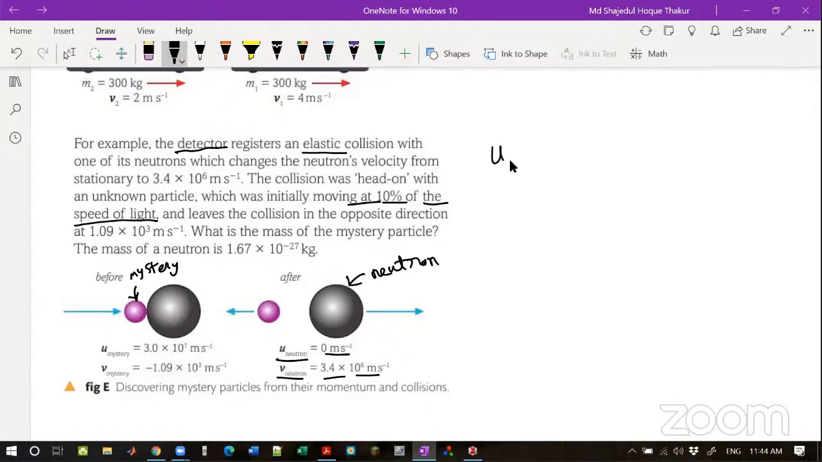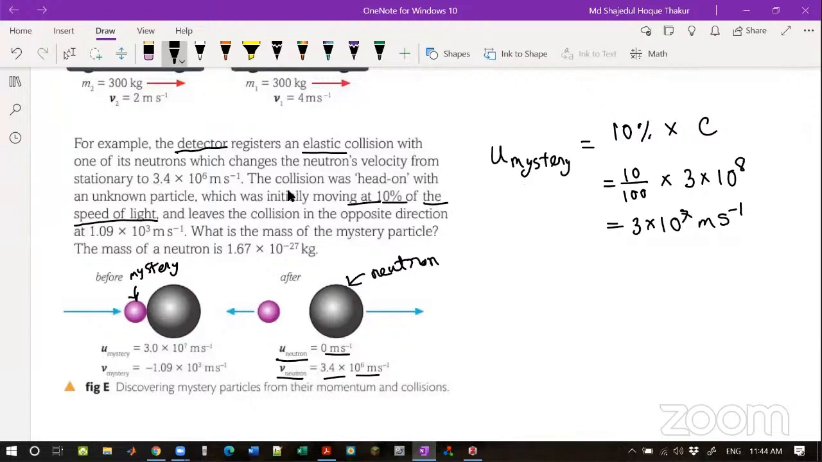So the initial velocity of the mystery particle is equal to 10% of the speed of light, which is 10 by 100 into 3 into 10^8, which is 3 into 10^7. The unknown particle leaves the collision in the opposite direction at 1.09 × 10^3. So the final velocity of the mystery particle is minus 1.09 × 10^3.